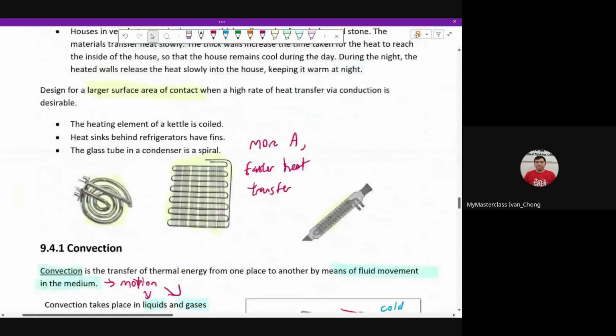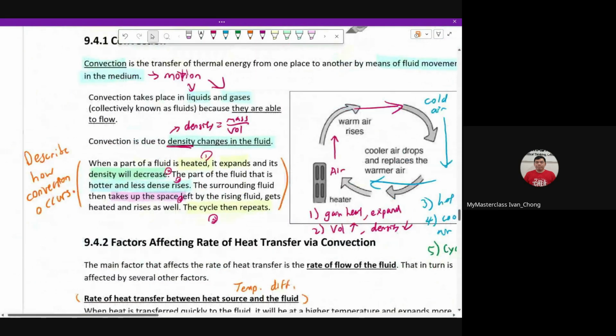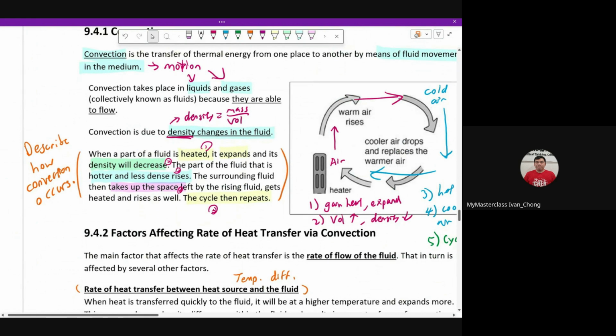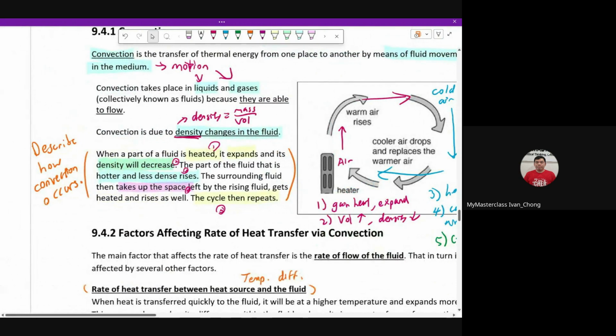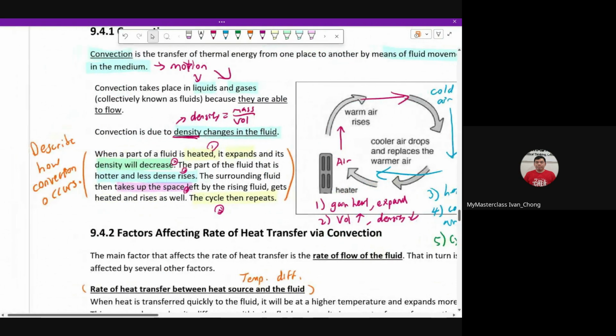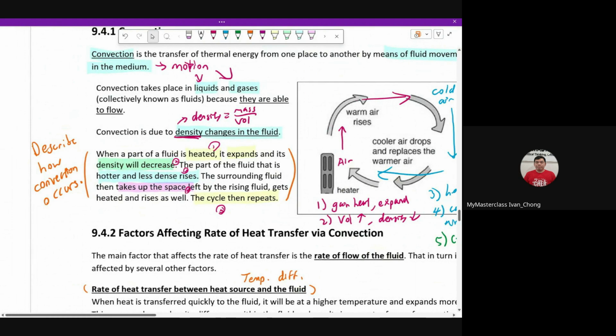For convection, unfortunately for us, we need to memorize how you are supposed to describe your convection currents. Your 5 keywords must all be there. So if you miss out certain keywords, you actually lose marks because of this. And especially convection is very, very commonly tested. So you need to be very familiar with this explanation.